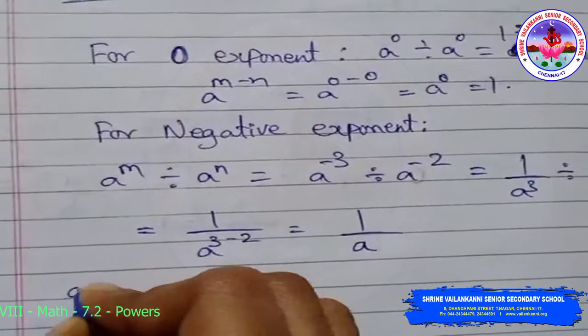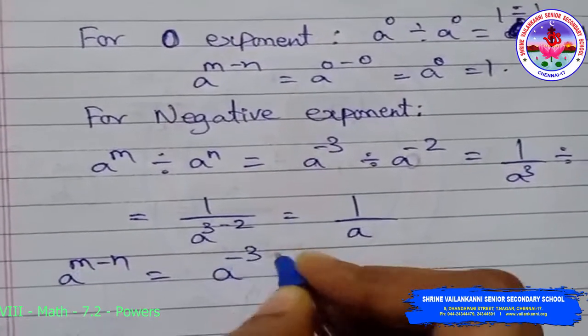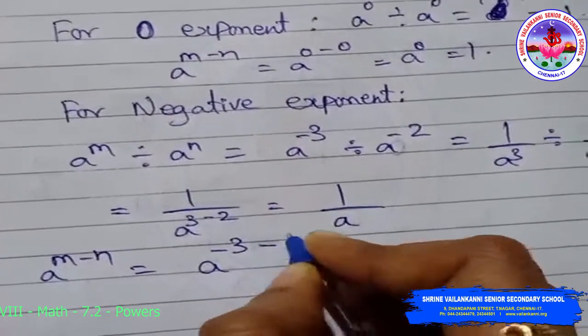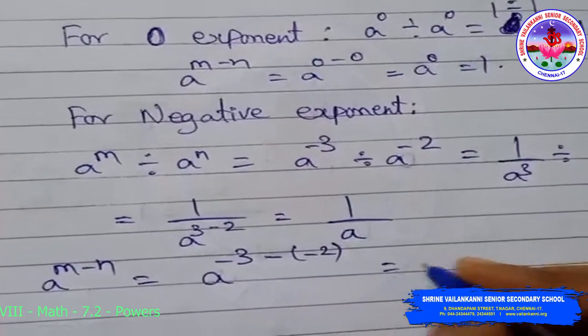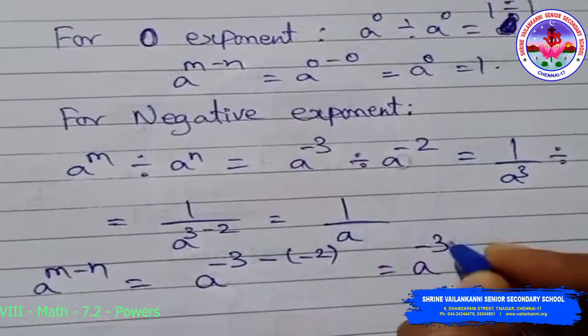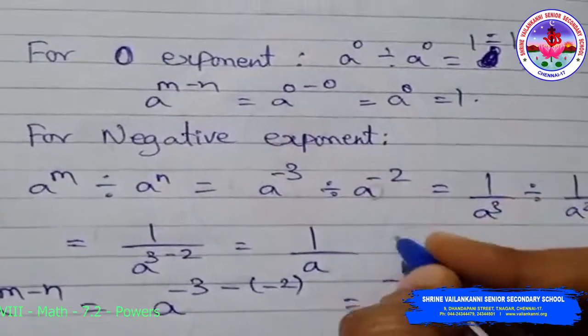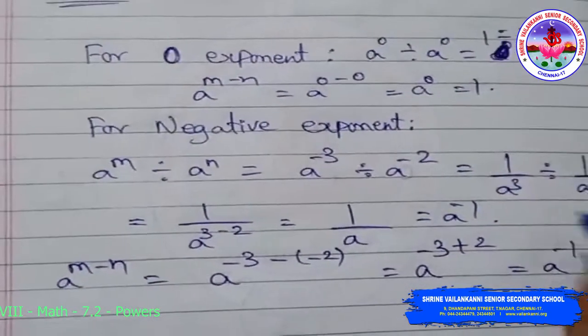Next, a power m minus n is equal to a power negative 3 minus negative 2, which is a power negative 3 plus 2, which is a power negative 1. This is also a power negative 1.